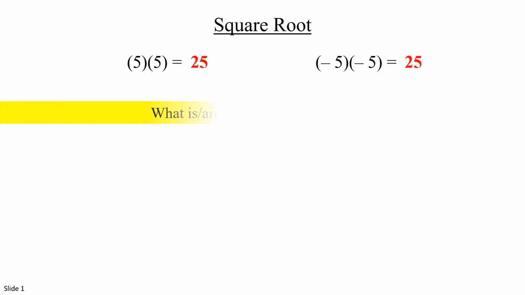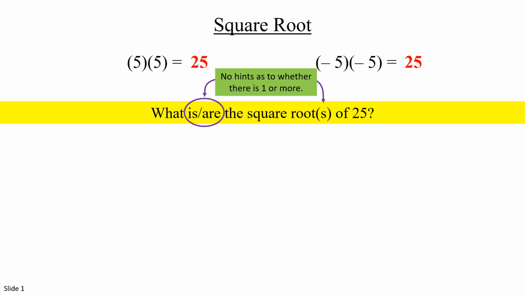Square root. 5 times 5 is 25. Negative 5 times negative 5 is also 25. What is or are the square roots of 25? I use the "is," "are," and the "s" at the end of "roots" so I don't give you any hints as to whether there's only one or more. So let's start the clock.